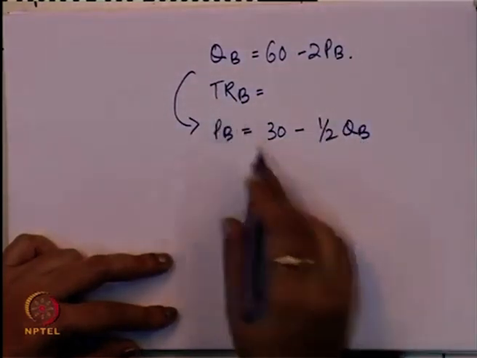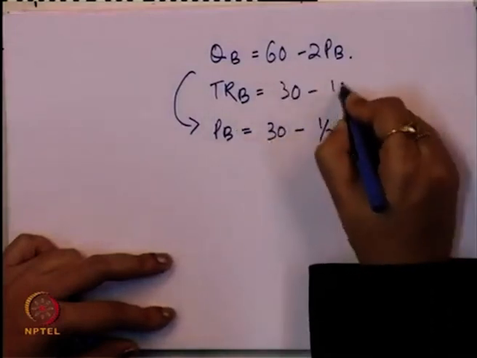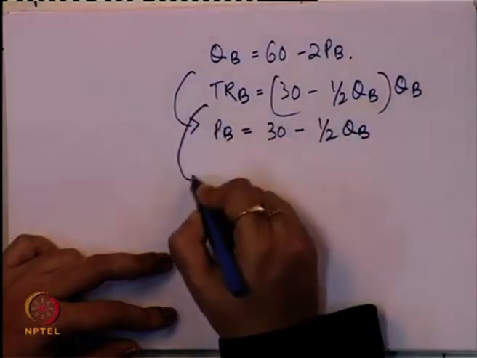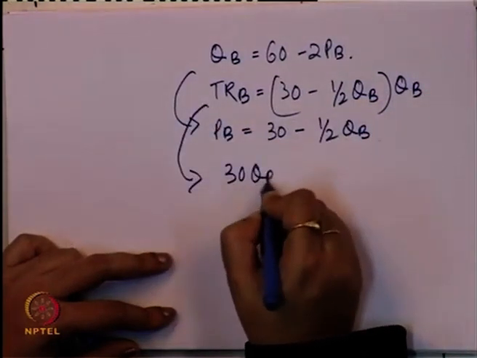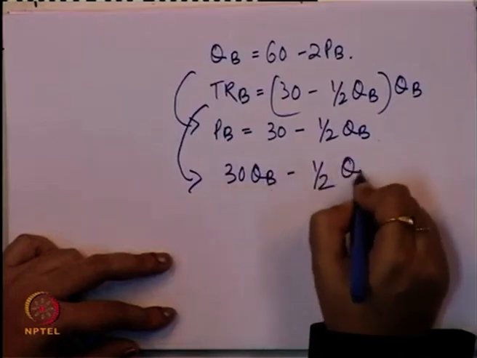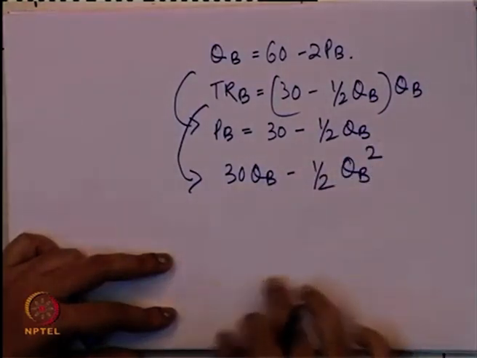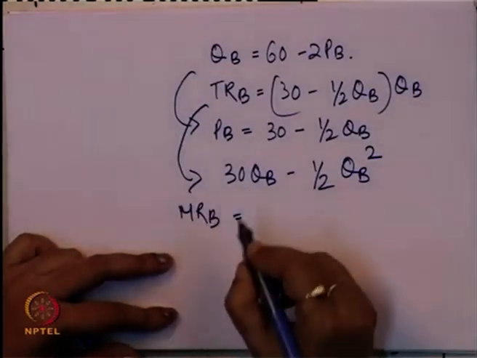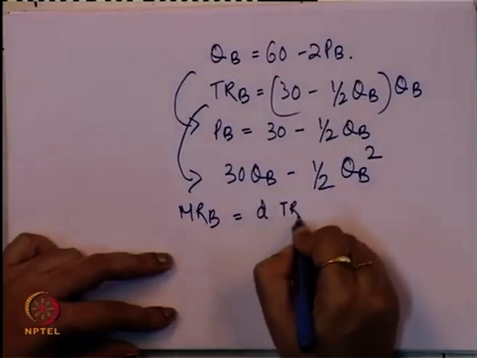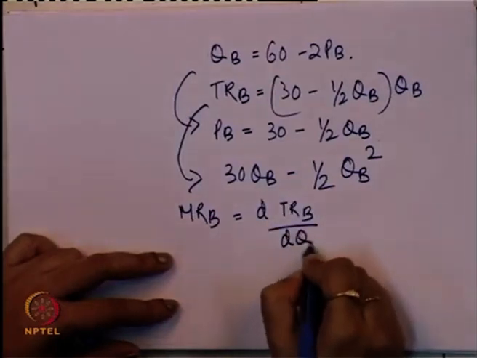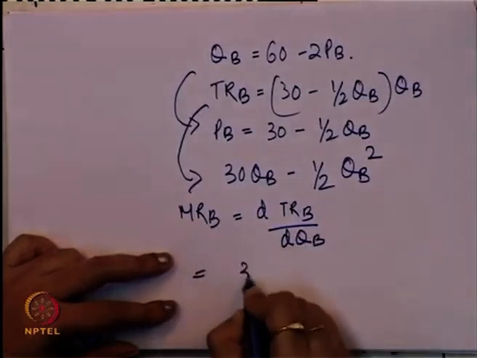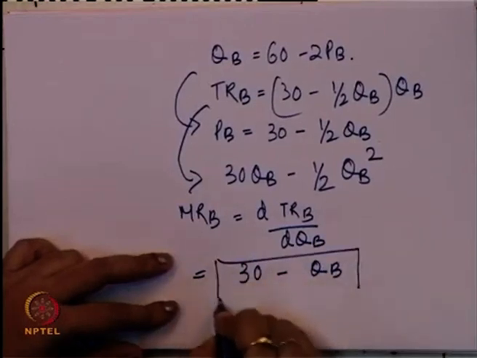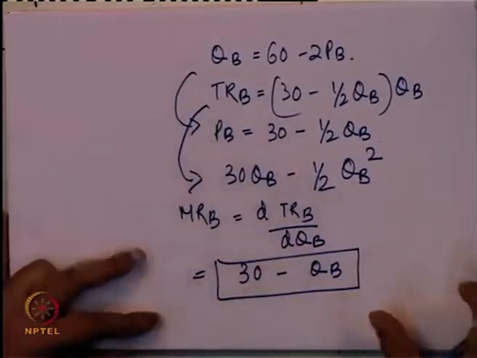So, total revenue for B is equal to 30 minus half QB multiplied by QB, which is equal to 30 QB minus half QB square. Now, marginal revenue for B will be the derivative of total revenue B with respect to QB. So, this we get as 30 minus QB. So, marginal revenue for B is equal to 30 minus QB.